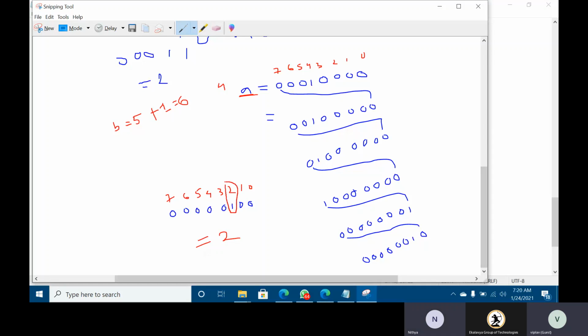That's it. What I have done here: A is 4 and B is 5, so 5 plus 4 is 9. I have taken 9 modulus of 7, so we got 9 modulus 7 equals 2. That's it. Got it? Yes, that is what we have done here. Nothing other than that.